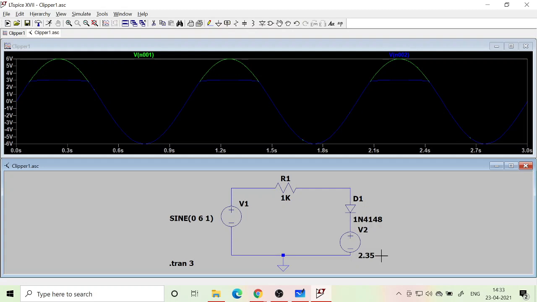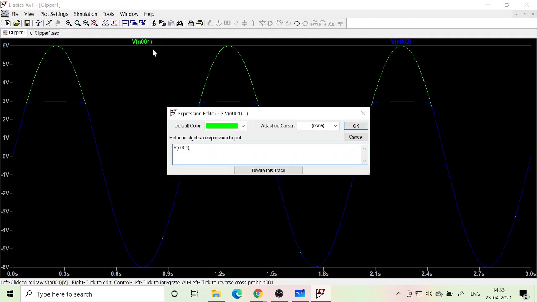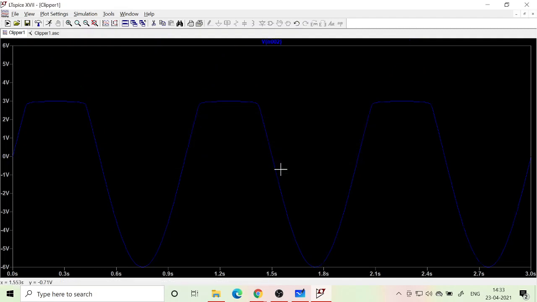So this is quite close. Okay, it's almost 3 only. We can accept it. So it has clipped off. So it's a wave shaping circuit, whatever is the input wave. Now if you want to delete the input, you can delete this trace by right clicking, and you can just see the output. Okay, now let us close this.